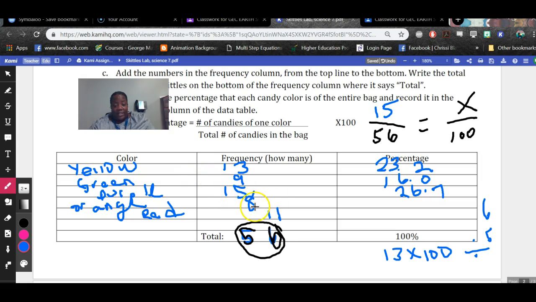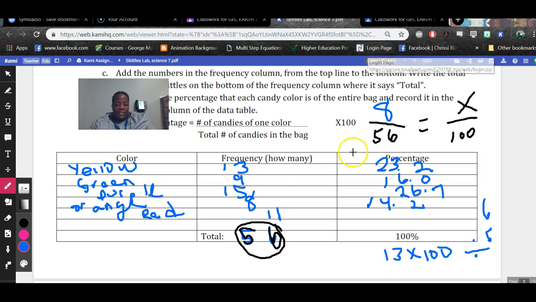As you can see, our next number is 8, because that represents that there are 8 orange Skittles in a bag. So I'm going to take the 15 out and place an 8. 8 times 100 is 800, and divide that by the 56. This gives me 14.28, and so on. I'm just going to use 14.2 as my answer, or 14.3, or 14.28, whichever. You don't have to use all those decimal places at the end.